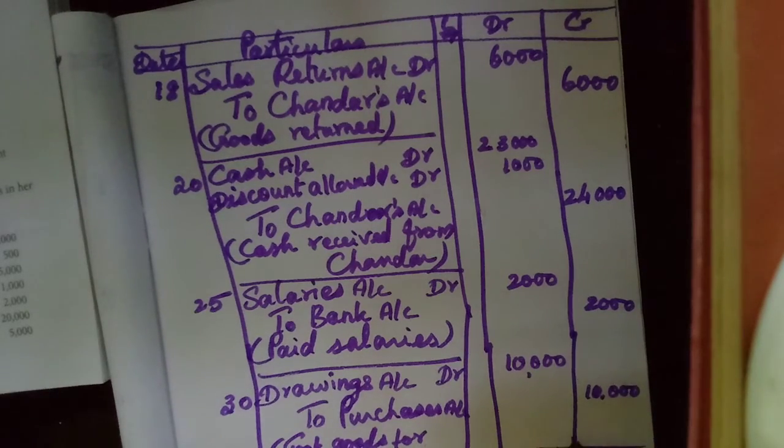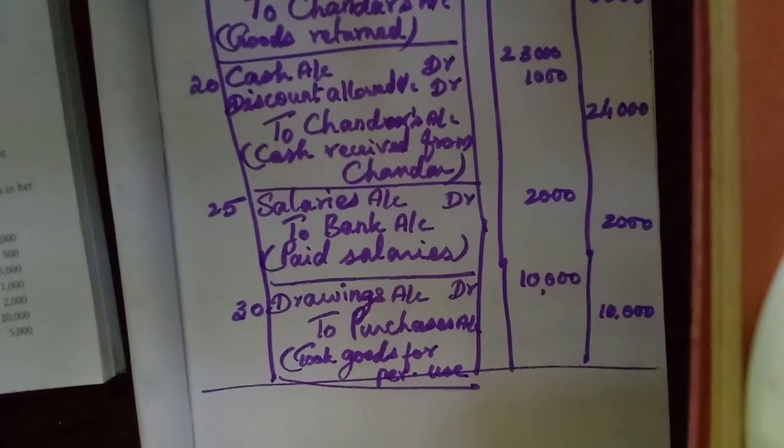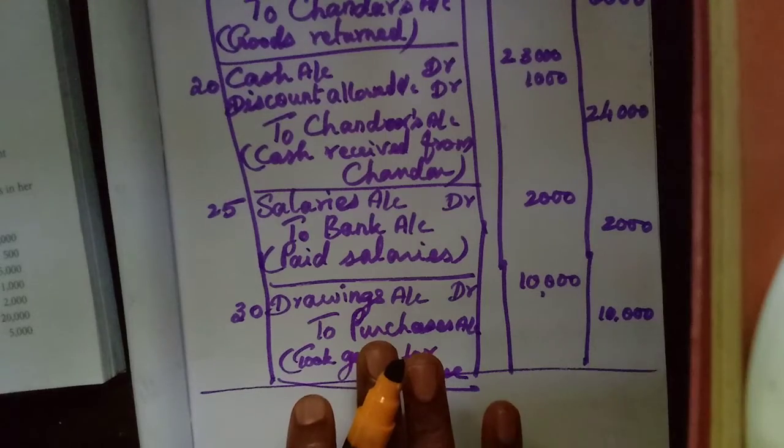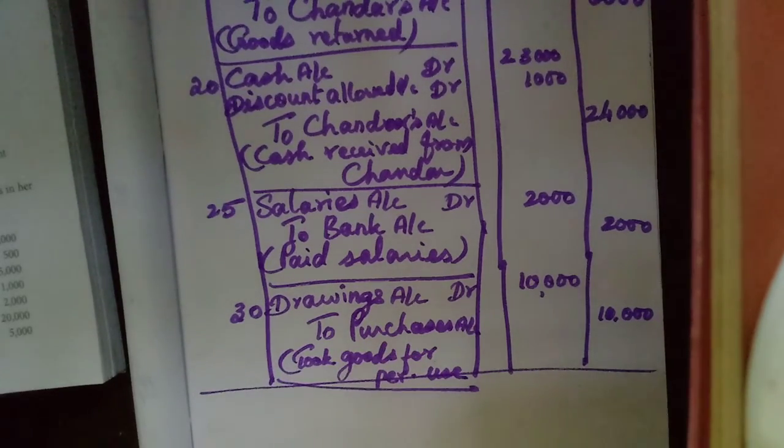That's all. We should close the journal entries. Okay, so we have completed 2 problems here. You do these 2 problems and check. Okay, students. Thank you very much.